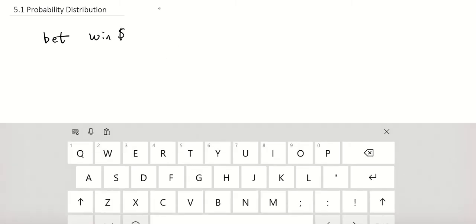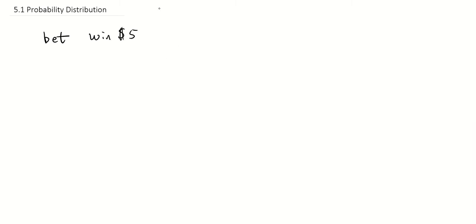This video is about probability distribution. First, let's look at one example. Say a person is making a bet with his friend. If he wins, he will get $5, and if he loses, he will lose $5. So here we suppose the chance of winning and losing are equal. So we can turn this situation to a probability distribution.